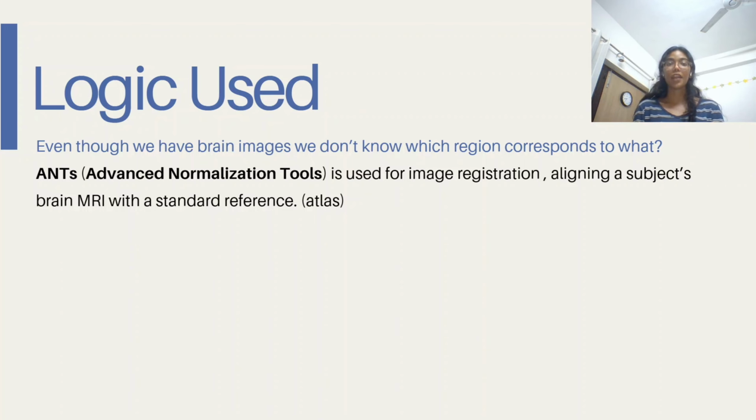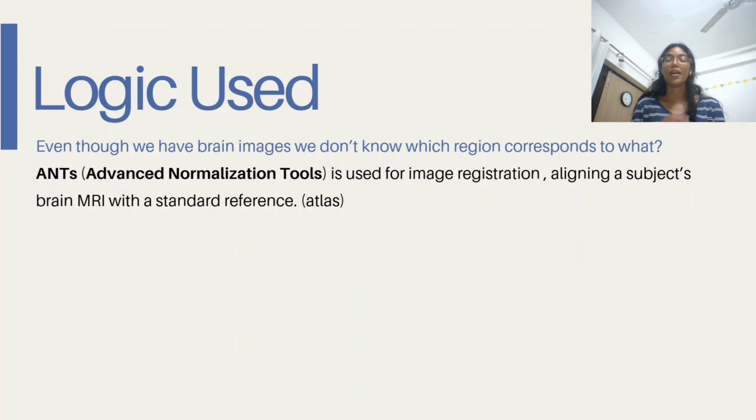Moving forward for the logic, even if we have these brain images, these MRI images, we don't know which region corresponds to what. We are not a surgeon, we don't have biology, we're BTech students. So how would we know which region corresponds to what? So we will make use of a tool called ANTS, short for advanced normalization tool.